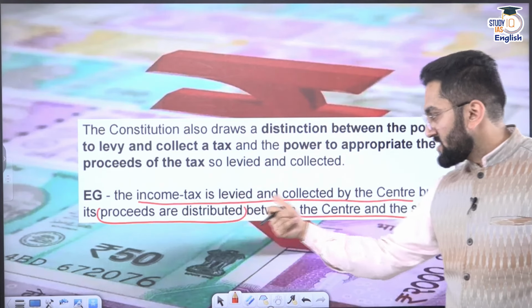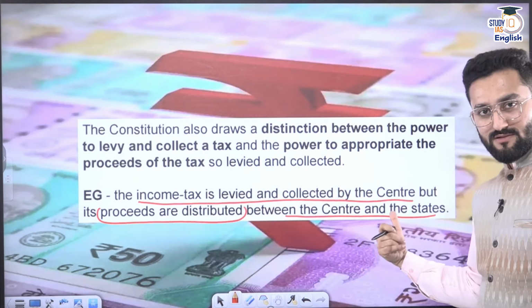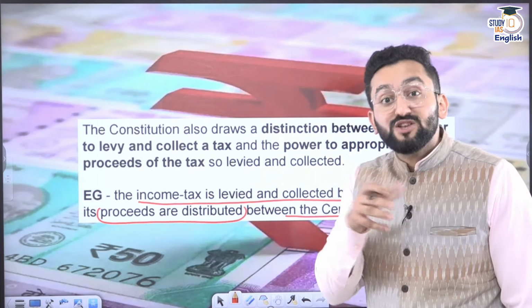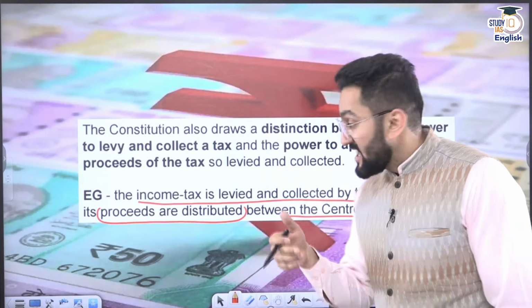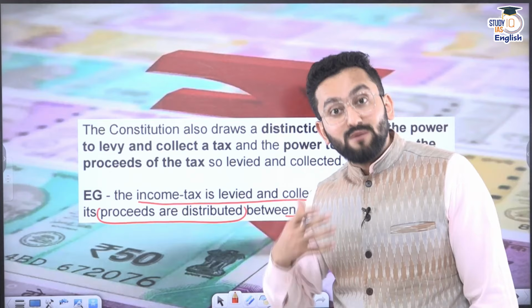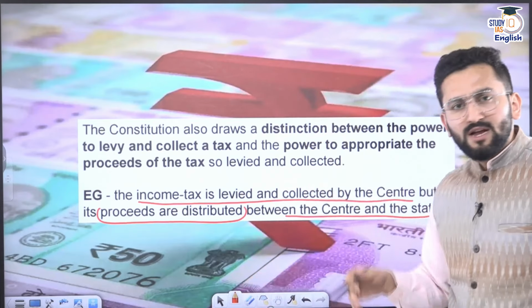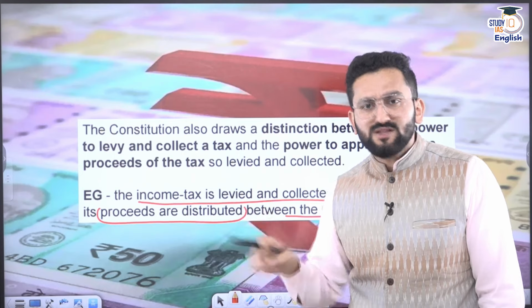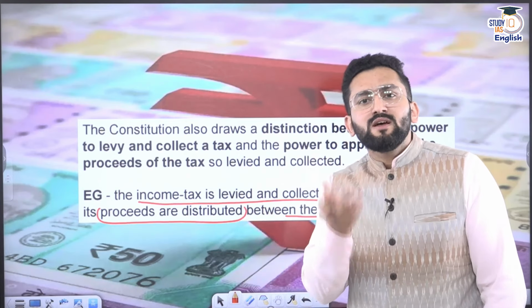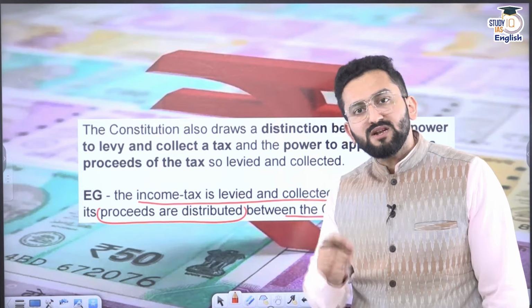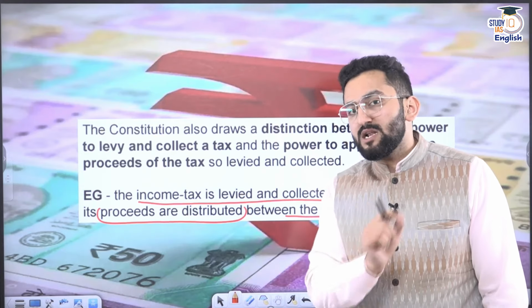Income tax is levied and collected by the center. Right? Levied by the center, because the example is the budget, right? Our union budget. Collected by the center because we have an income tax department which comes under the central government. Right? State governments don't have any income tax department. They don't have it, because they don't have any power to impose tax on your income, personal income. Right? The income tax department is only with the central government.